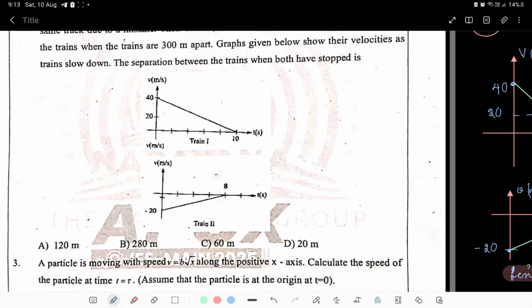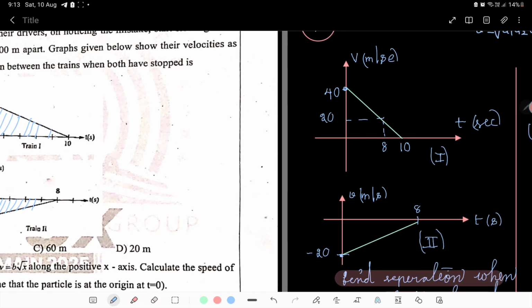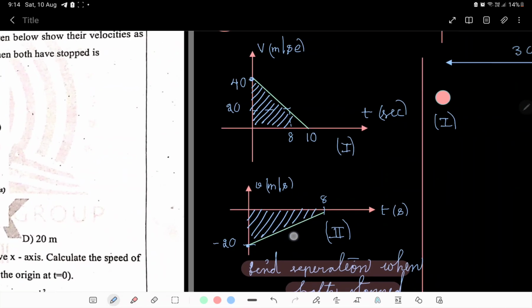We know the logic. The logic is simple: the area under a velocity-time graph will be the displacement. Here also, the area under this graph will be the displacement. So you're going to find the displacements in both cases. If you find this area, it will be the displacement of the first train, and if you find this area, it will be the displacement of the second train in a time of 8 seconds or until it stops, right?